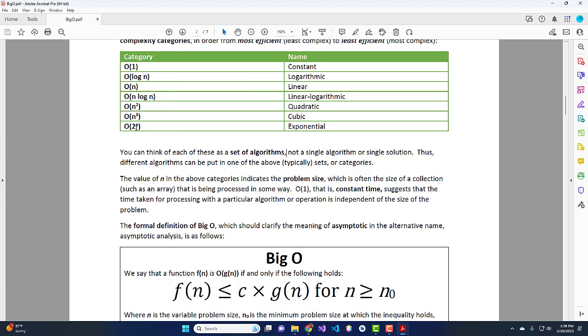The value of n in any of these is what we call the problem size. It's often the size of a collection, such as an array that's being processed in some way. Big O of 1, that is constant time, suggests that the time taken for processing with a particular algorithm is independent of the size of the problem. So for example, if you have to process 10 elements versus a million elements, the runtime of that algorithm, if it's a big O of 1, will be negligibly different. But if it's something like even log n or n or one of these higher order sets, then you would find that the algorithm actually does take longer to complete.